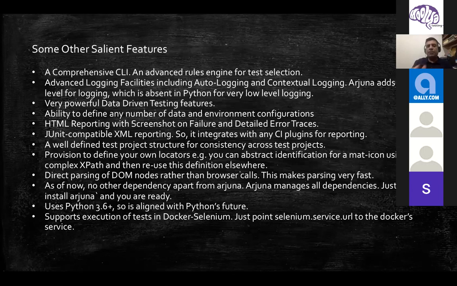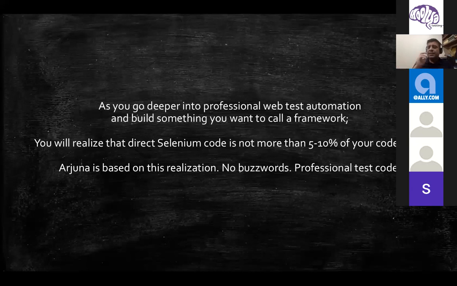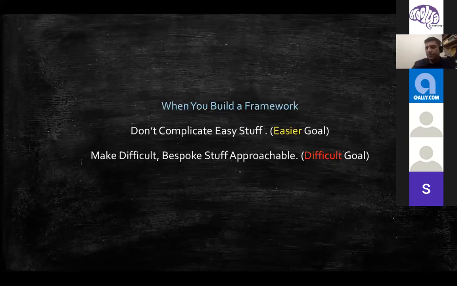On that note, the formal part of this presentation is over, and as a last tip, please do not complicate easy stuff when building a framework. Keep it easy or easier, but complex features must be made approachable. And as test authors, please do not expect complex features to be made easy for you. The frameworks which target that are brittle. They can never become generic frameworks. So these are two contradicting goals which I have in Arjuna: try to keep easy things easy or easier, and make complex or complicated stuff approachable. These are the two key goals under which I'm developing Arjuna for you.